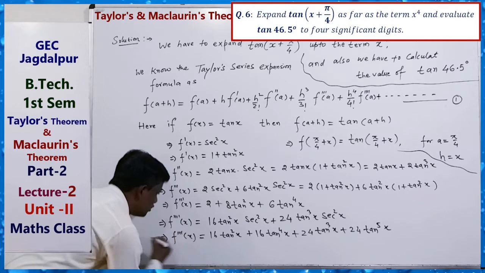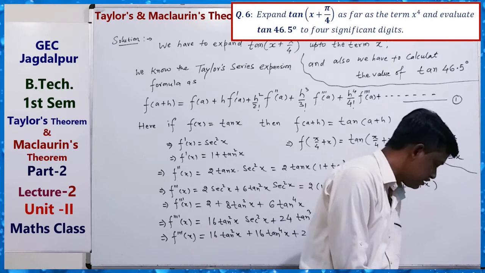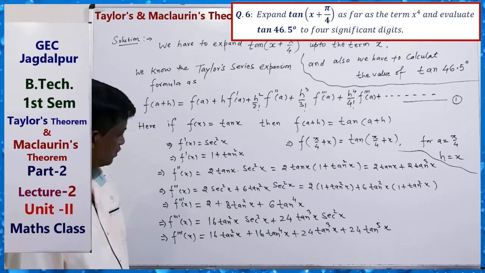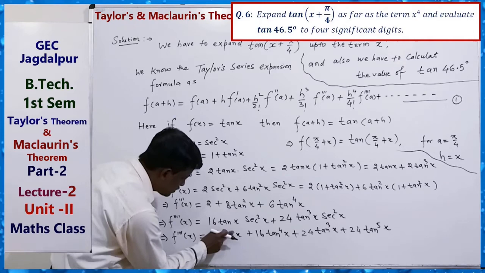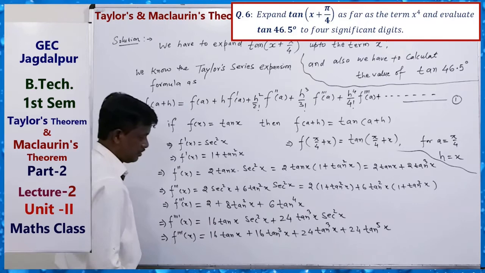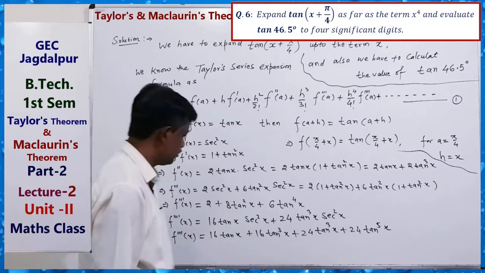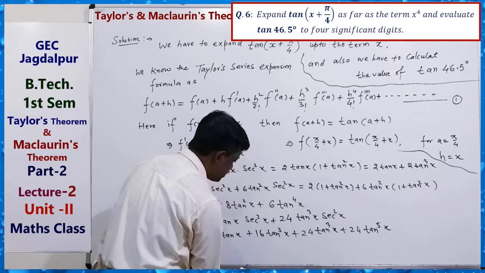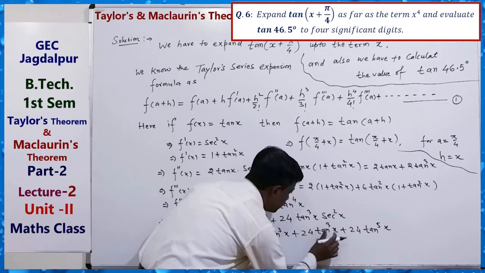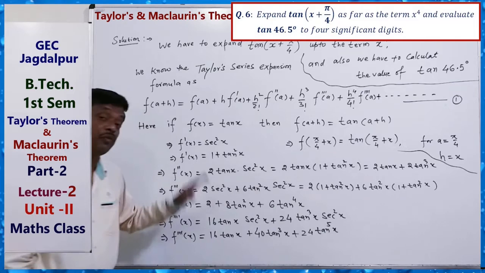Okay, so this is the way. Just you can write here 16 tan x plus 40 tan cube x plus 24 tan to the power 5 x. Just this is the short form of the fourth derivative.